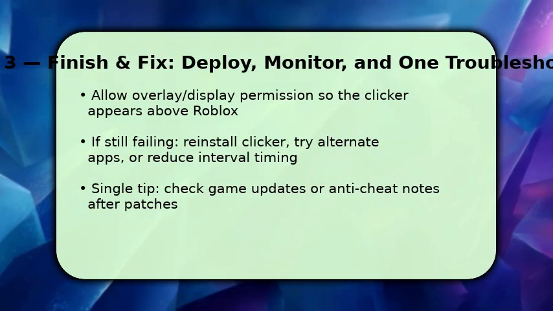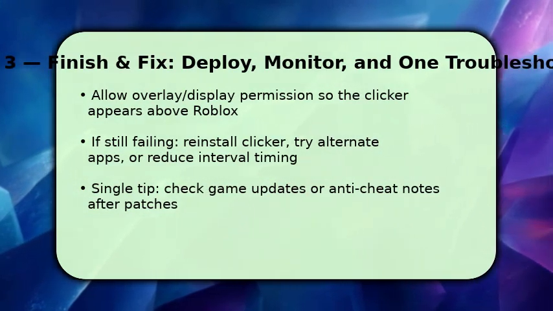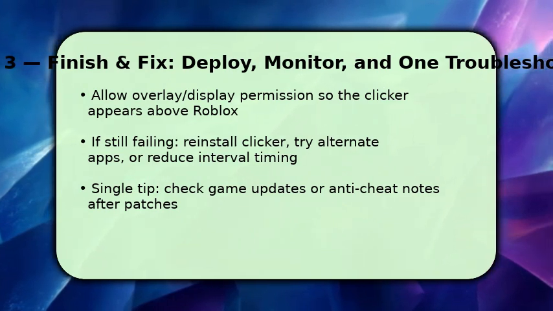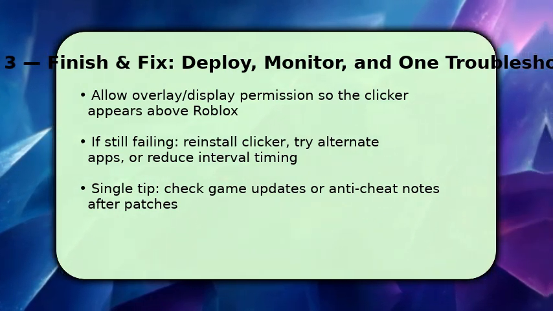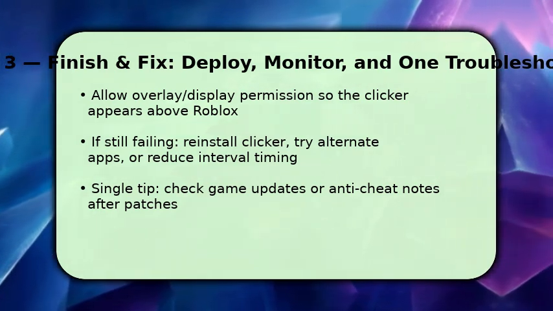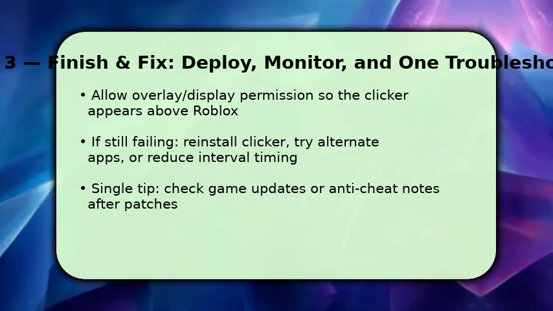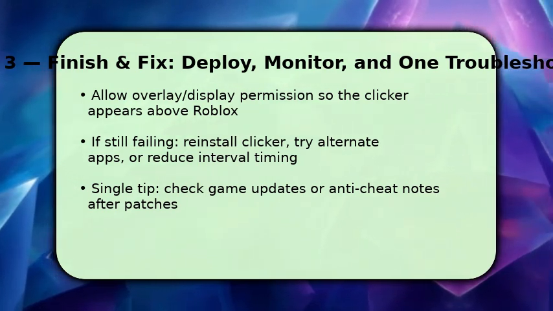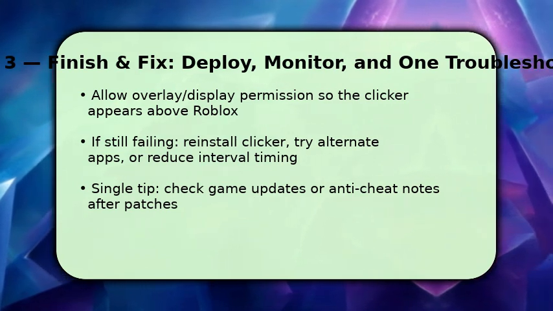Finish by enabling overlay or draw over other apps permission so the auto clicker can place controls above Roblox. Without it, taps may be blocked. Once active, lock screen orientation and test several short runs. If it still fails, reinstall the clicker or try a different reputable app and lower the tap frequency slightly.